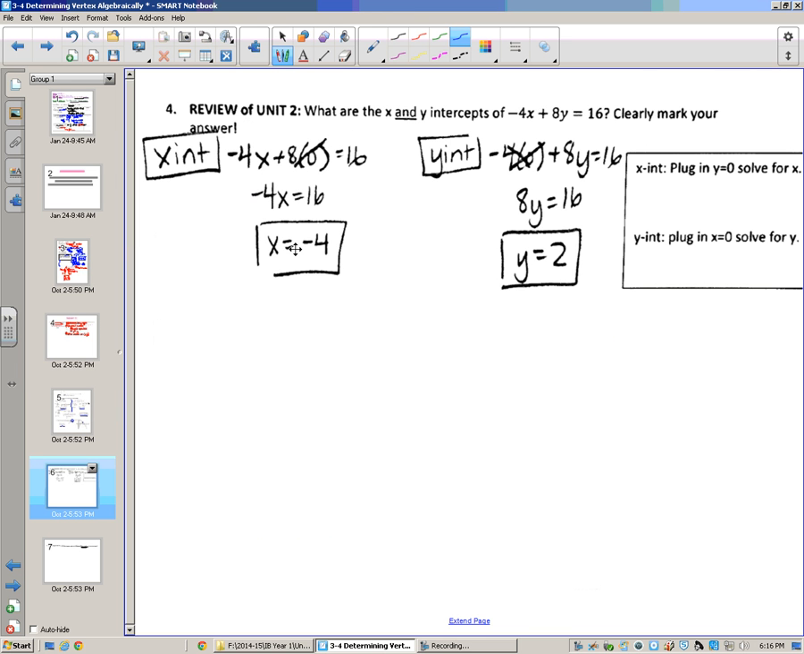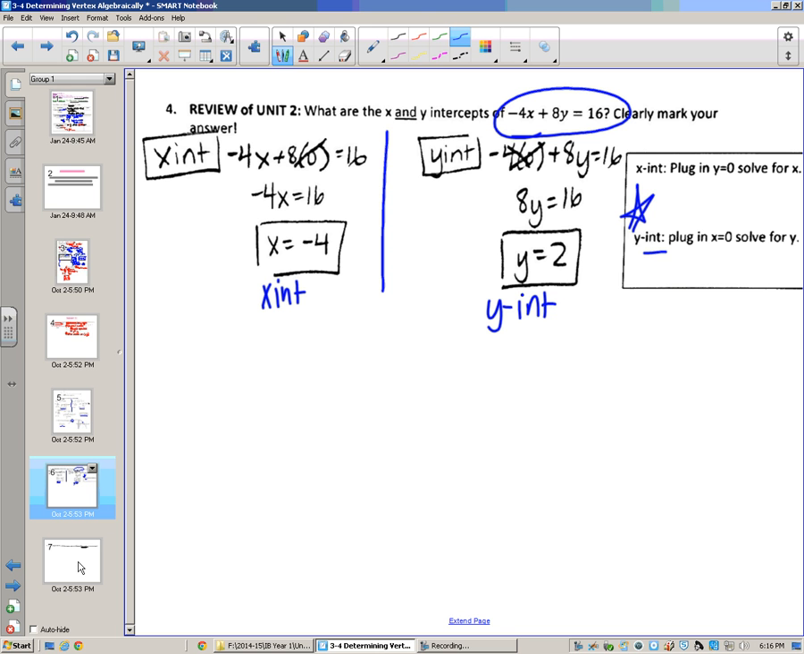Question number 4 was a review of lines, x and y intercepts. This is a big one. So to get the x-intercept, plug in y equals 0 and solve for x. To get the y-intercept, plug in x equals 0, solve for y. So there's 2 answers here. You're clearly marking them by plugging in y equals 0 or x equals 0 to get the x-intercept and the y-intercept. Some of you might have tried to get the y-intercept by putting this equation in y equals form first. That would have worked as well.